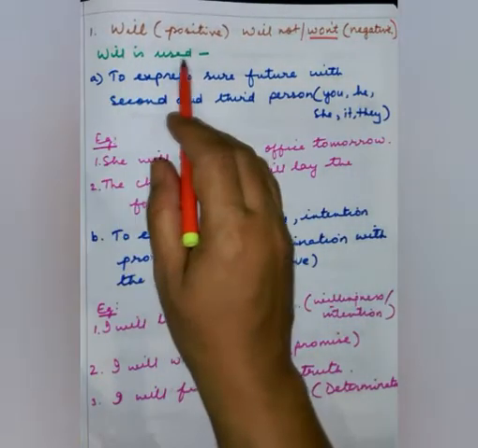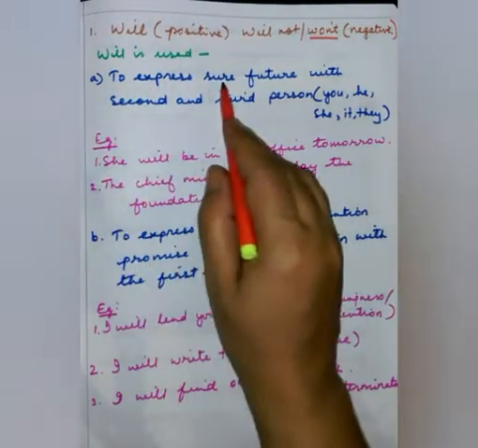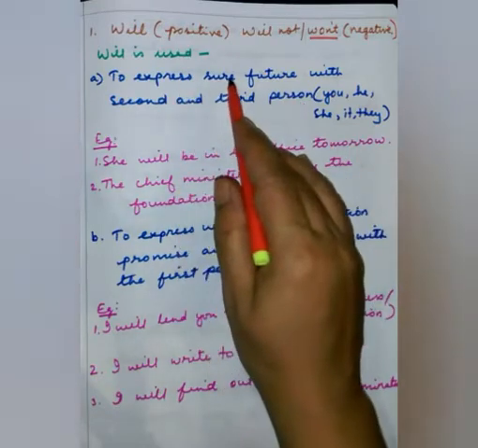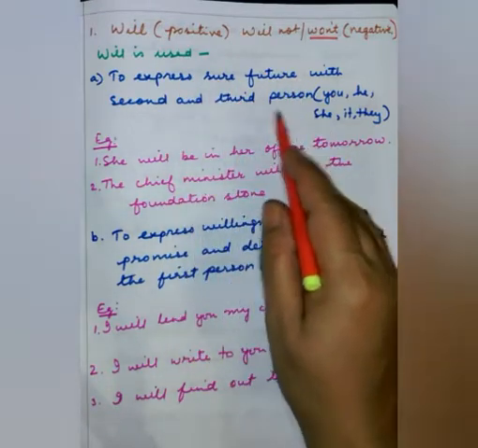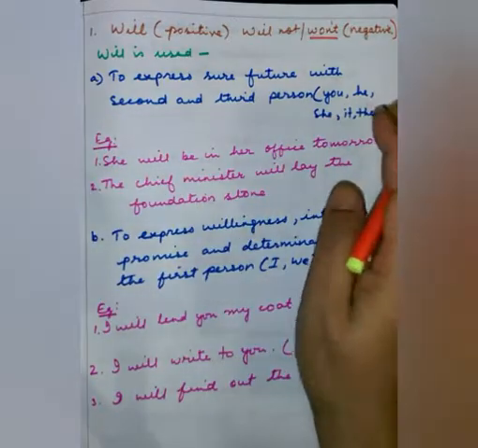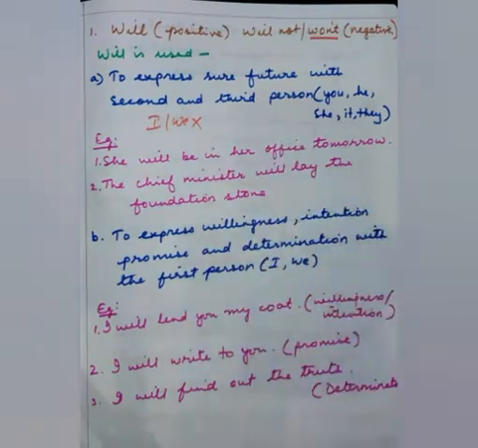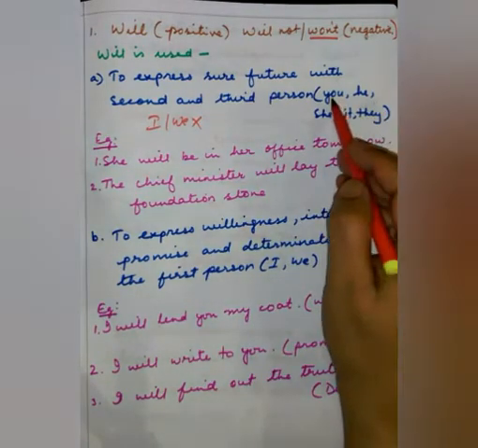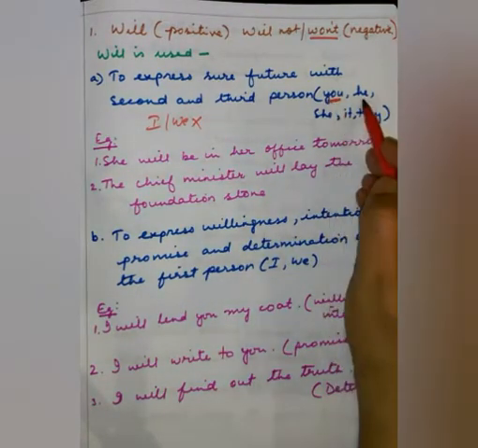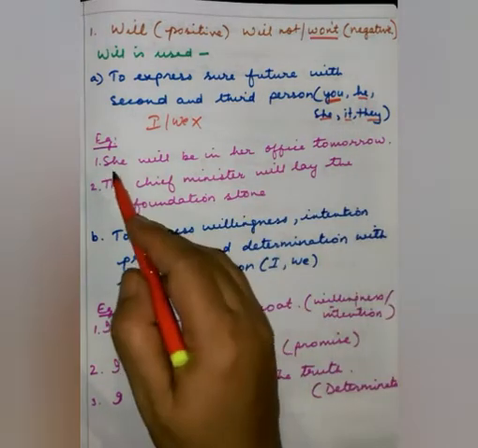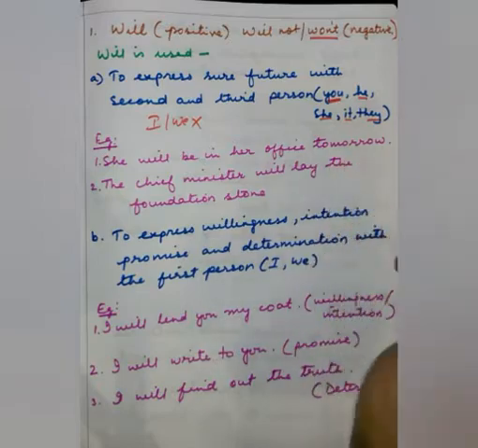Now how is will used? Will is used to express sure future with second and third person. Second and third person, sure future. Something that will happen in future, sure. Yes, so we use only with second and third person. It is not used with I and we, it is used with you, he, she, it, and they. This you is second person, and he, she, it, they is third person.